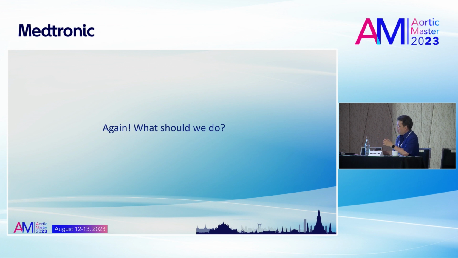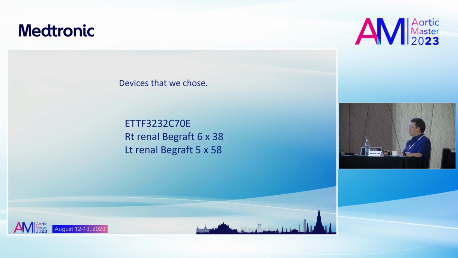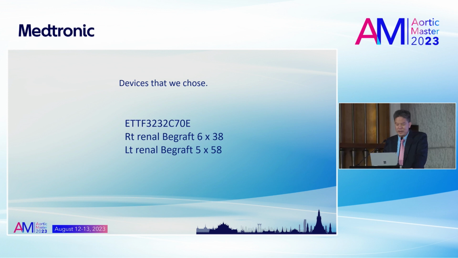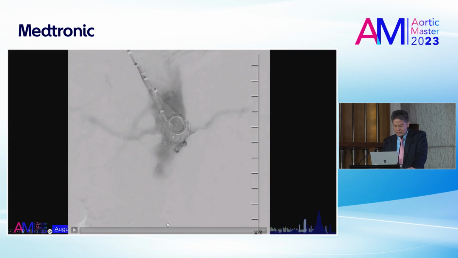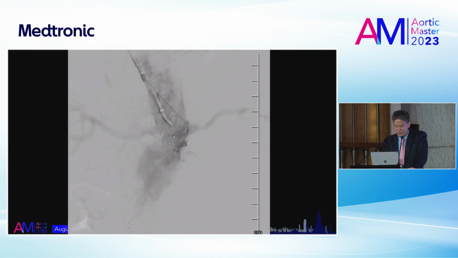Another option is a chimney, two chimney even. So what we did was we decided to do a C-bar. Put in a B graft on the right renal 6 millimeters and the left renal 5 millimeters. There you go.